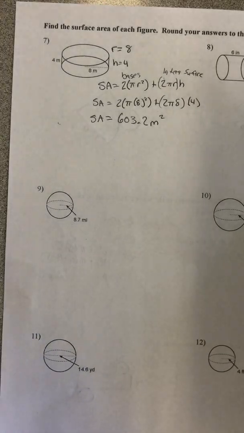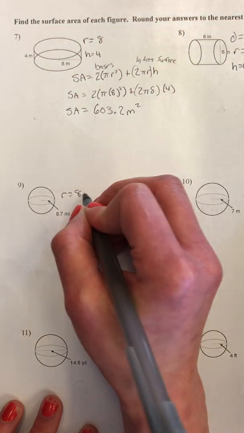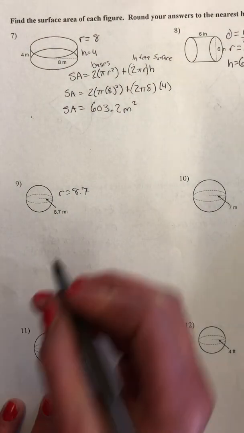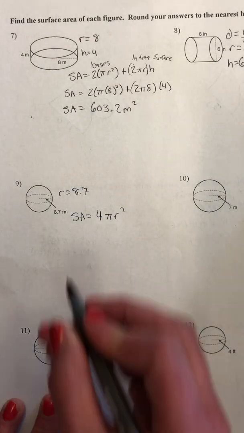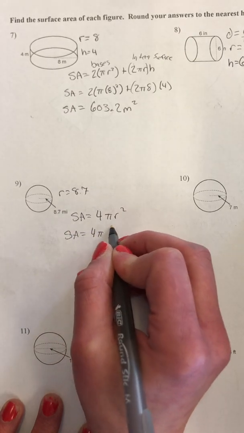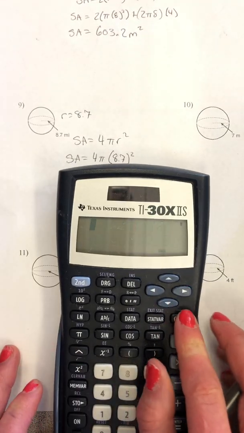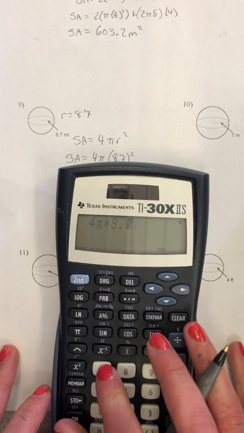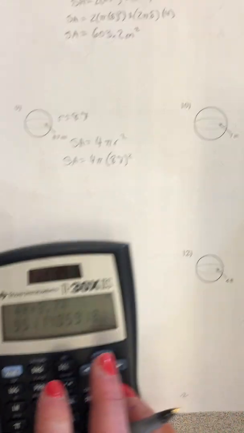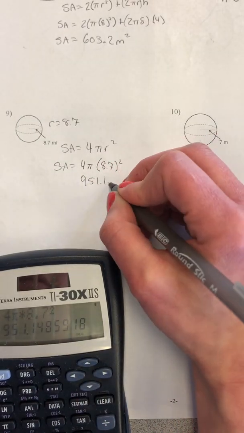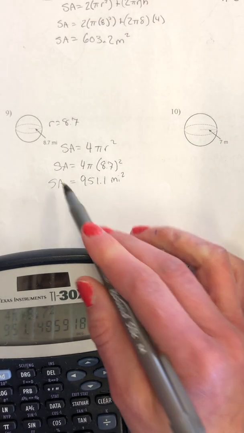So let's look at number 9. So our radius is 8.7. We're going to use the surface area formula for a sphere. Surface area is 4 pi r squared. So we're going to do 4 times pi times 8.7 squared. I'm going to take my calculator and type that in. 4 pi times 8.7 squared. It gives me 951.1 miles squared. That is the surface area of this figure.